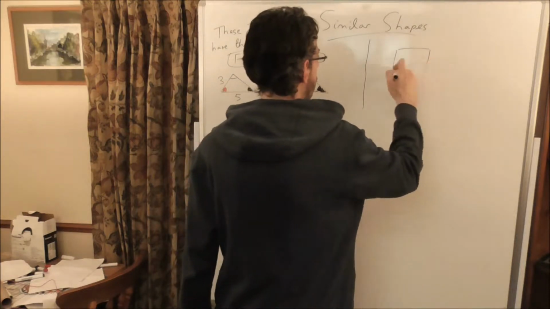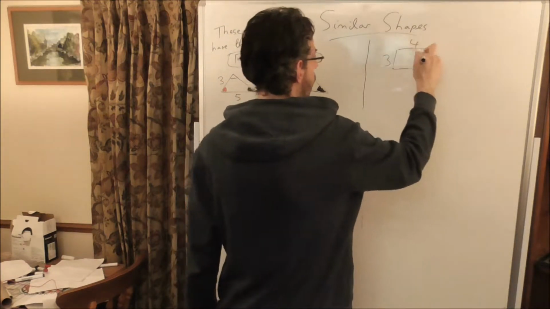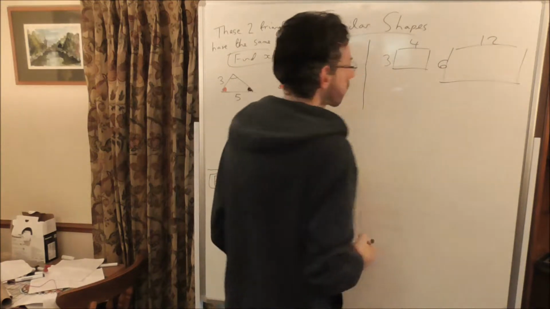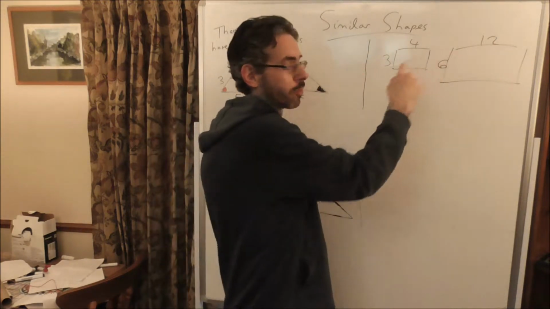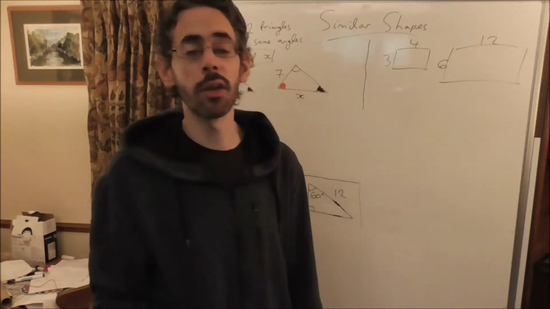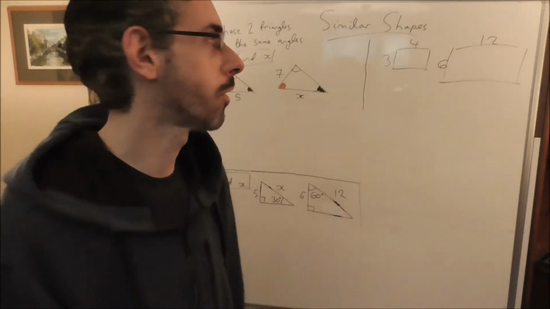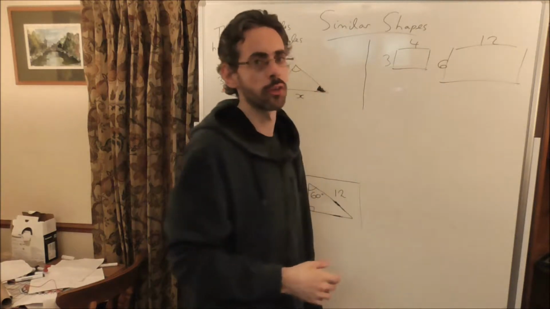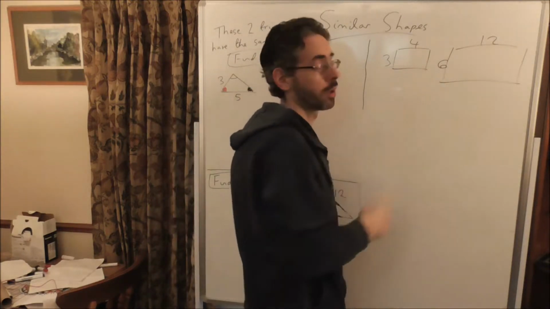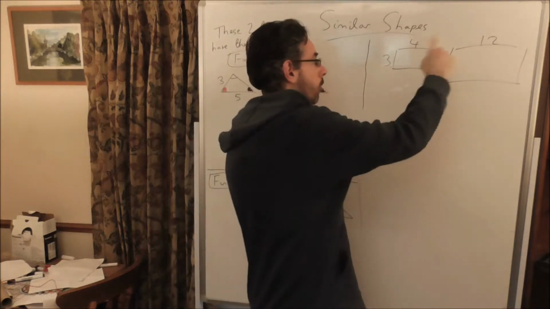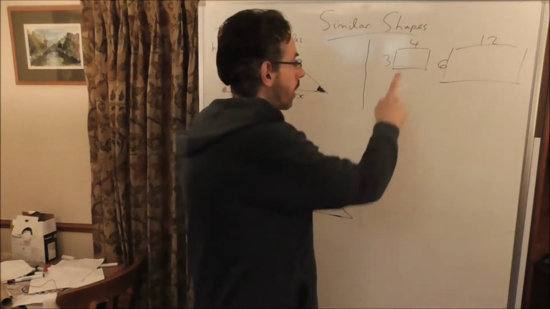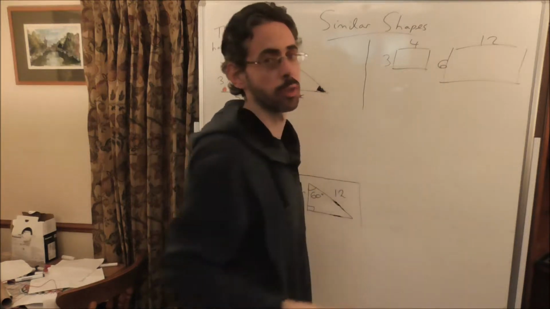At the start of the lesson I drew two rectangles, one had sides 3 and 4, and the other one next to it had sides 6 and 12. These two rectangles have the same angles, of course, because they're all 90 degrees, but they're not similar shapes. This rectangle, in other words, is not an enlargement of this one, because there's no common scale factor. To get from 3 to 6 you multiply by 2, to get from 4 to 12 you multiply by 3. So you can draw two shapes with the same angles that are not similar shapes.